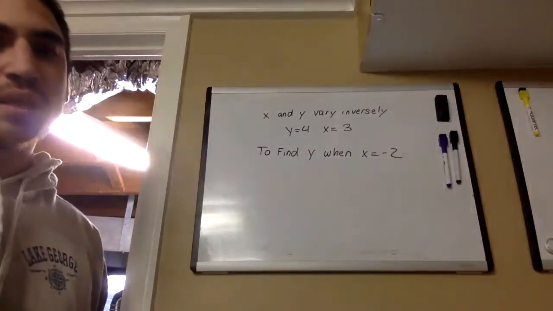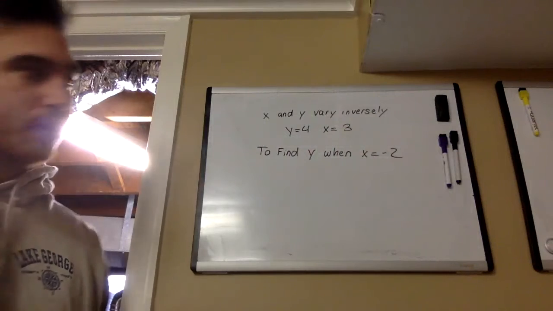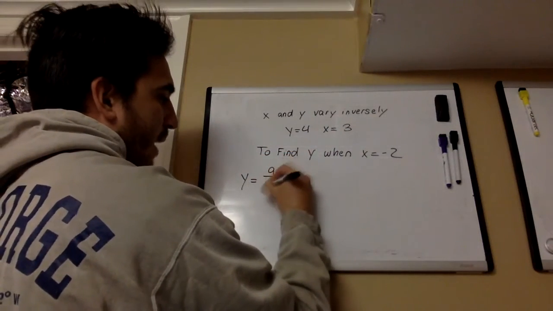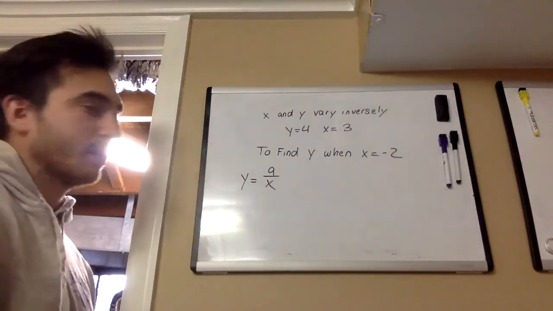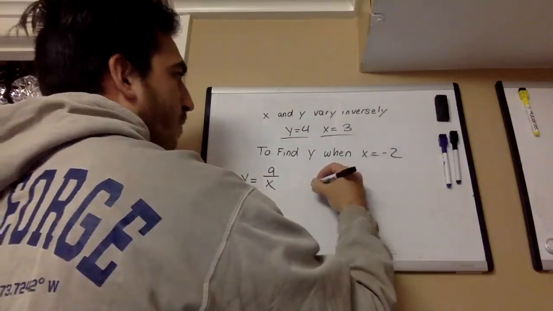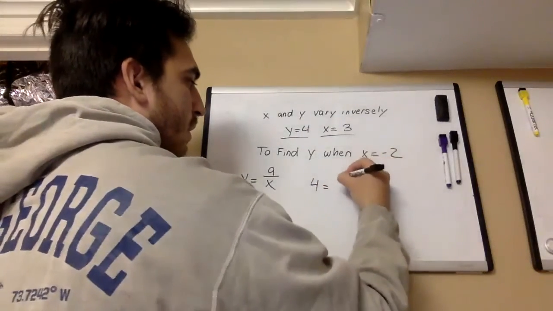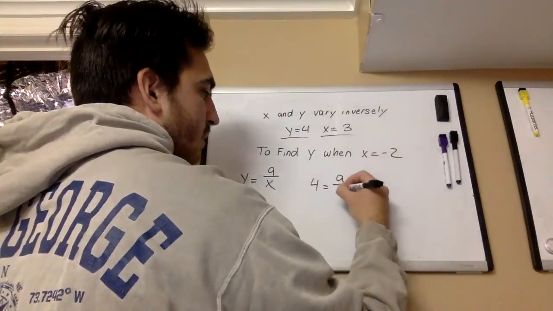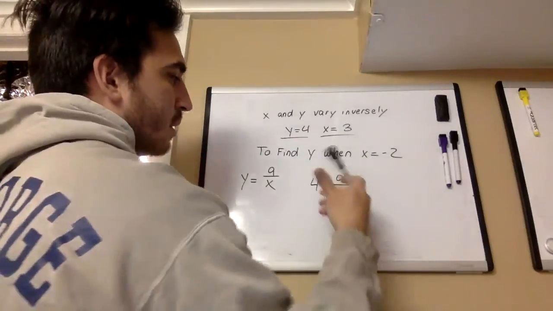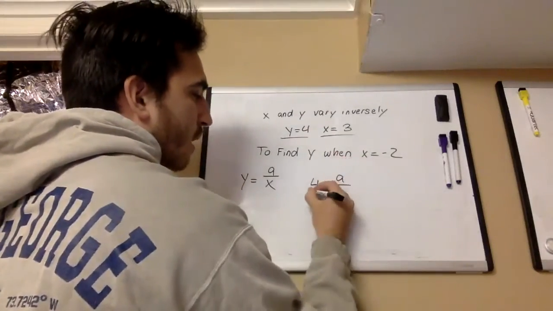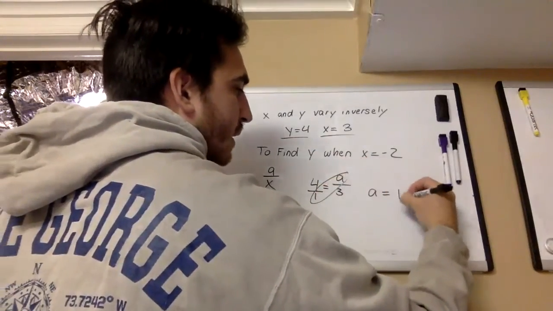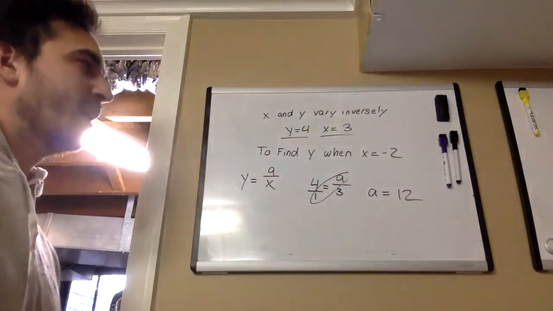So since we know that they vary inversely, we're going to use the inverse one. Y equals a over x, because they vary inversely. But they tell me what y is and they tell me what x is. So I'm going to plug that in. I have 4 equals a over x. Sorry, not x. It'll be 3 because we know what x is. And now we are going to solve for a. So we cross multiply. A times 1 is a. 4 times 3 is 12. So we know that a is 12.